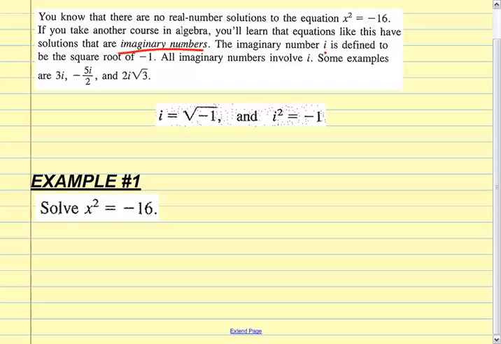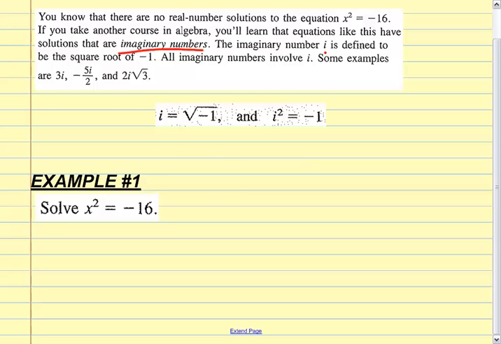Okay? Now, they put it right here for us. They said that i is equal to the square root of negative 1. i squared, of course, is equal to the square root of negative 1 squared, which is just the number underneath, negative 1. Okay?